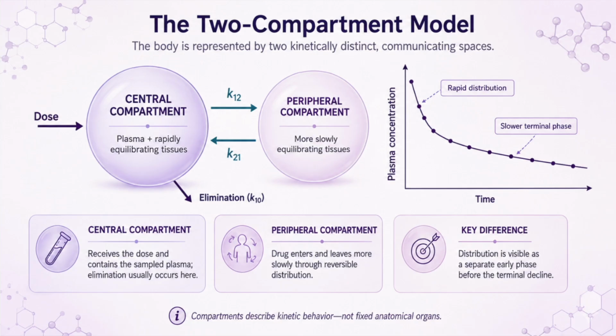The drug moves from central to peripheral according to K1-2 and returns according to K2-1. In this standard model, elimination occurs from the central compartment and is represented by K10. The compartments communicate continuously, so distribution is reversible. Again, these are kinetic spaces. The central compartment is not simply the blood, and the peripheral compartment is not one particular organ. The important difference from the one-compartment model is that distribution is now slow to appear as a distinct early phase in the observed plasma curve.